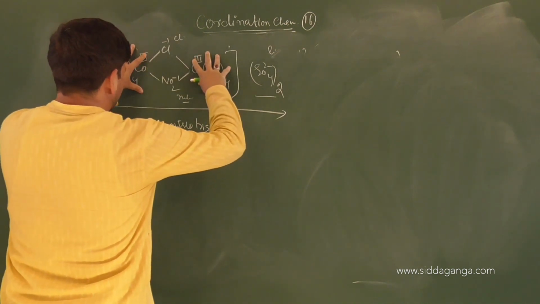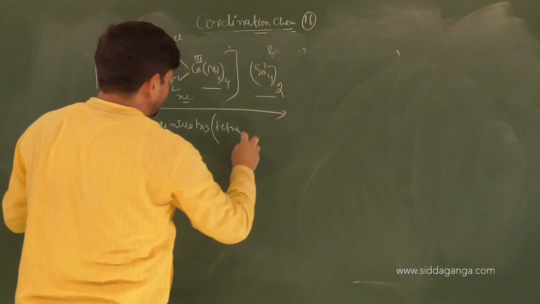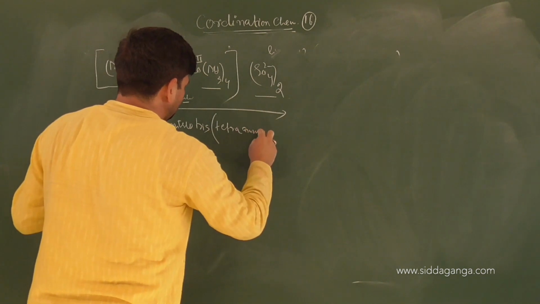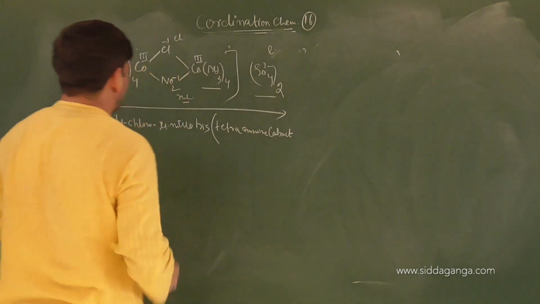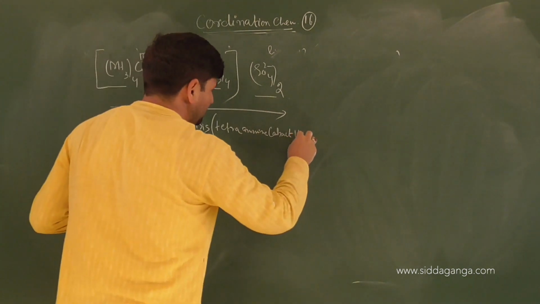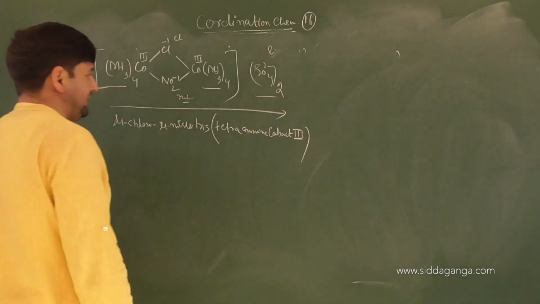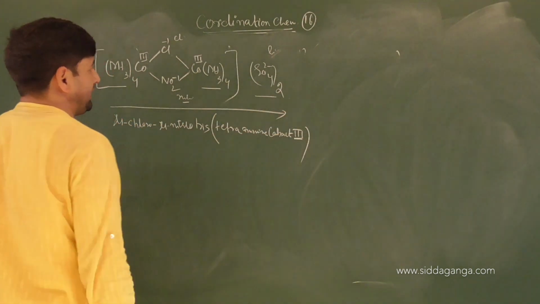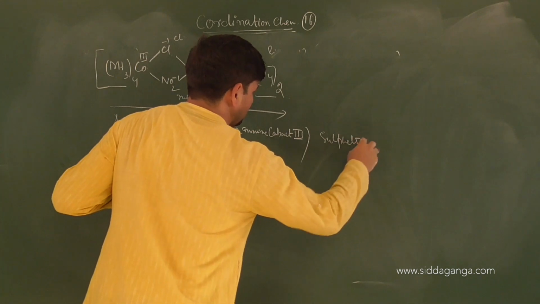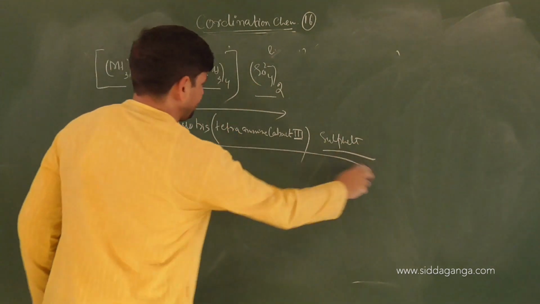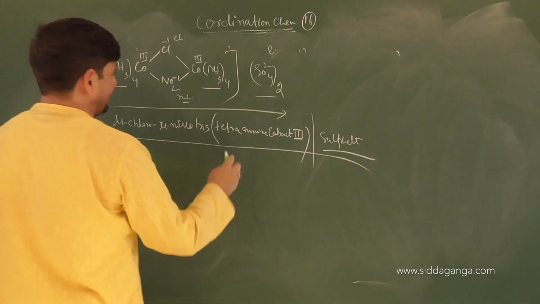So bis, complex ligand system, right? So bis, tetraamine cobalt 3, yes, and outside, far from the bracket, there will be sulfate. This will be the name of the complex. This is one on the whole complex, a cationic complex.